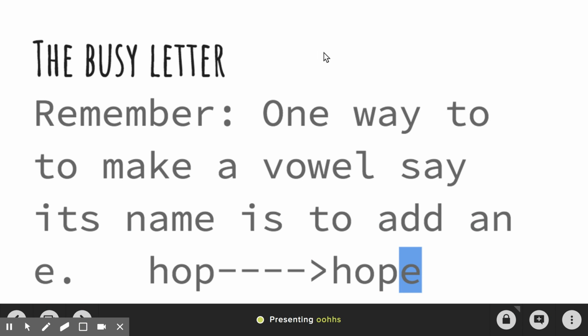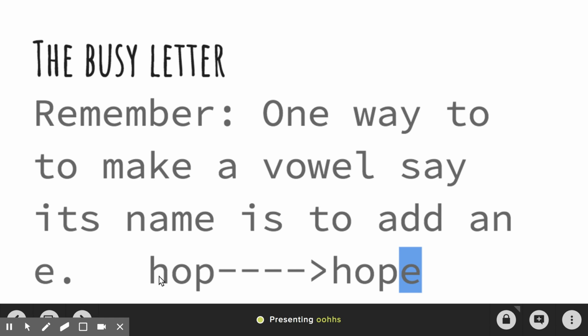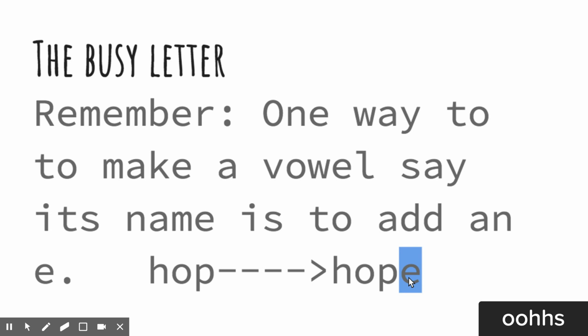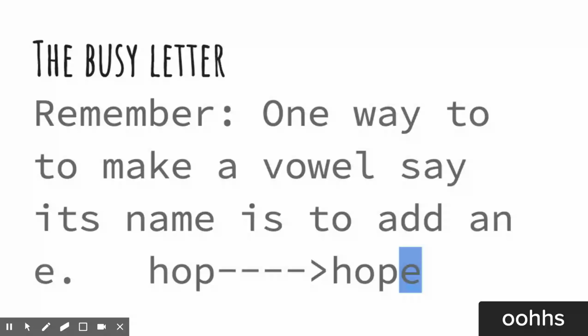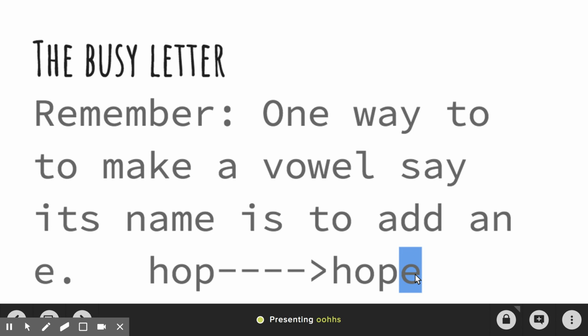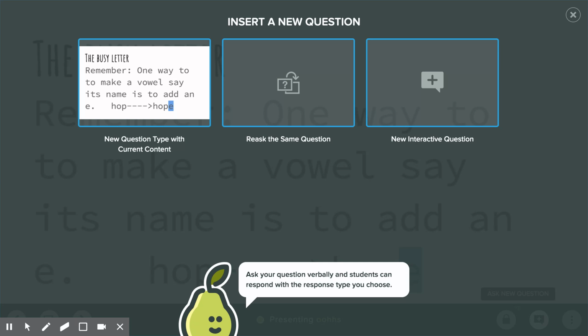So you say, okay, we're going to be doing Unit 3. You can go to the next one, and then you can talk about how one way to make a vowel say its name is to add an E. So here I showed how you have the word hop, and then if you add an E on the end, you have a new word that is hope. The part that makes this interactive is that Pear Deck allows you to ask questions during your presentation.